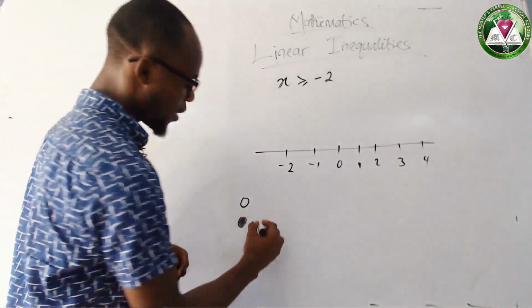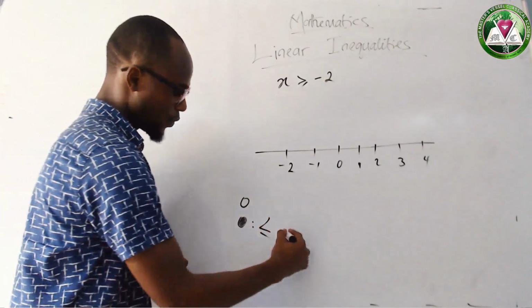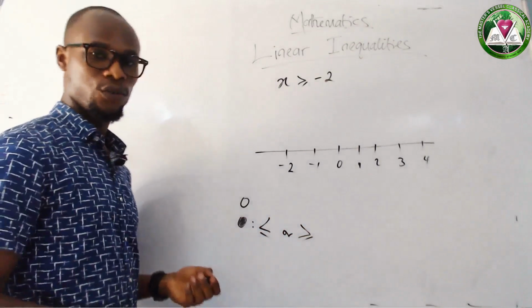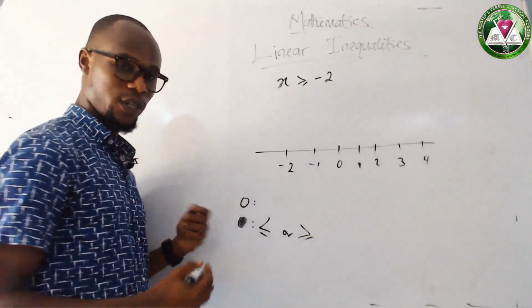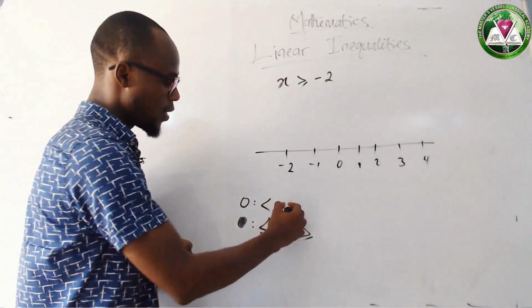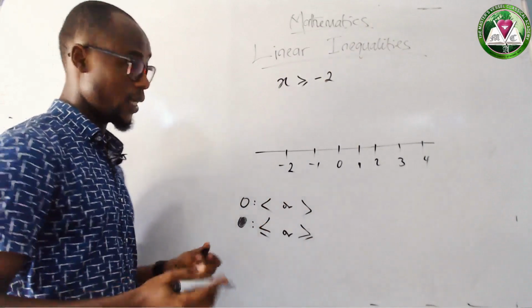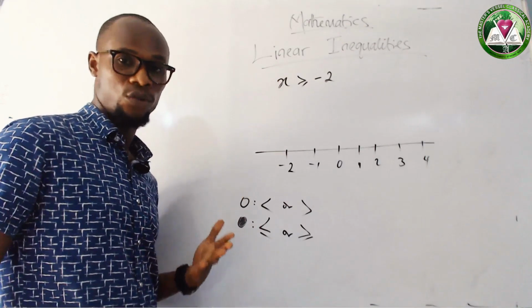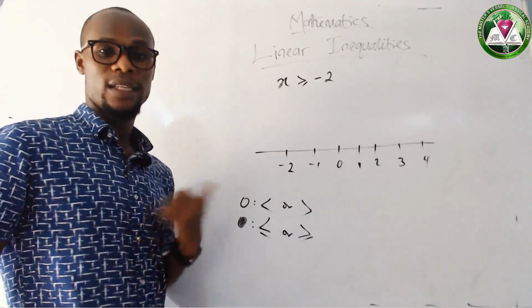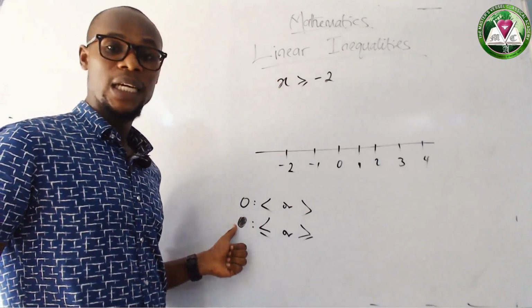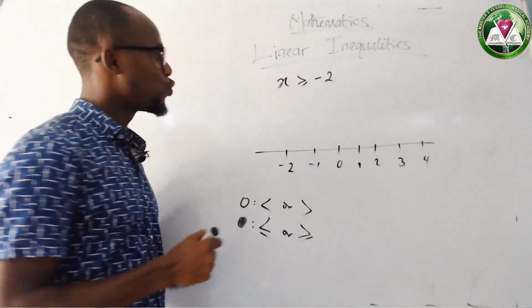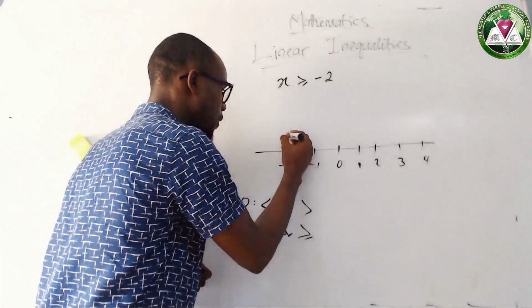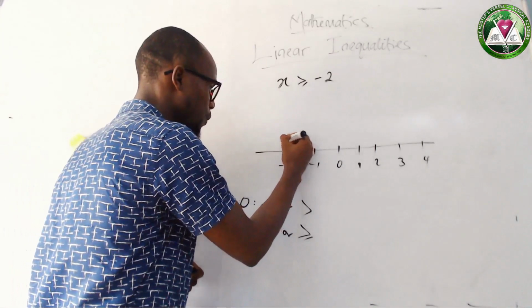It's used when you have less than or equal to or greater than or equal to. And then the open circle is used when you have strictly less than or strictly greater than. Now, from our inequality here, we have that x is greater than or equal to -2. So the circle for the endpoint we'll be using is the closed circle, which we will draw on this point -2.